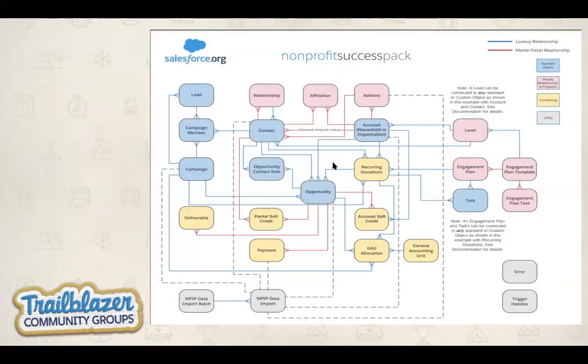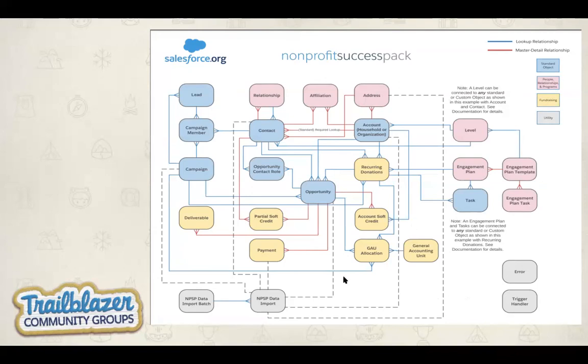And this is the complete non-profit ERD. Here you can see the objects which are in sky blue, they are standard provided by Salesforce. Those in pink, people, relationship, and programs, are provided by non-profit success pack. Yellow are also provided by non-profit success pack. And others are utility. These are also part of non-profit success pack.